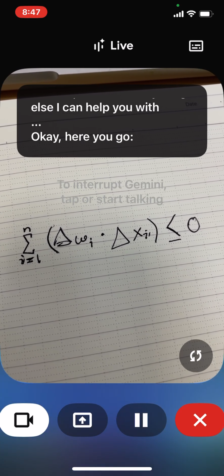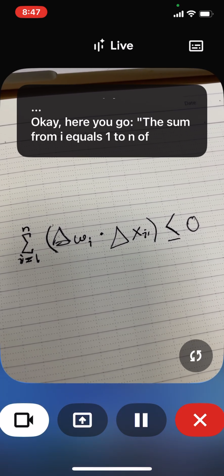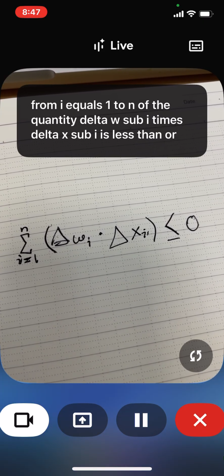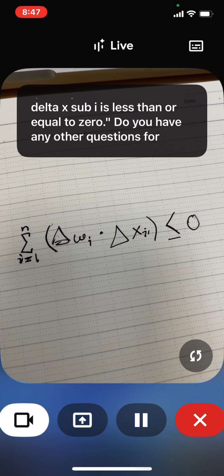Okay, here you go. The sum from i equals 1 to n of the quantity delta w sub i times delta x sub i is less than or equal to 0. Do you have any other questions for me?